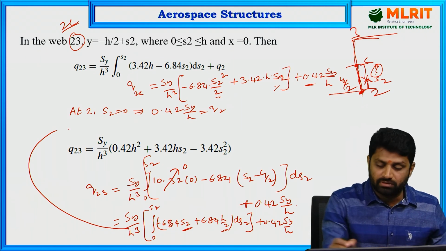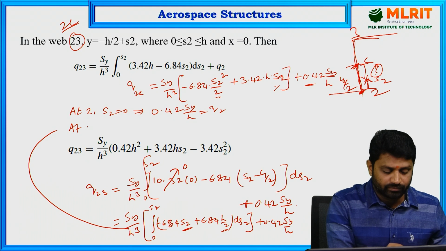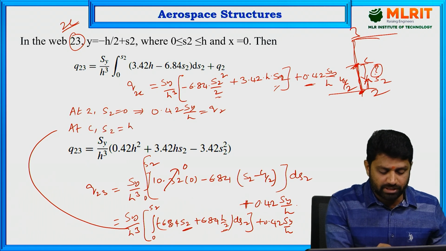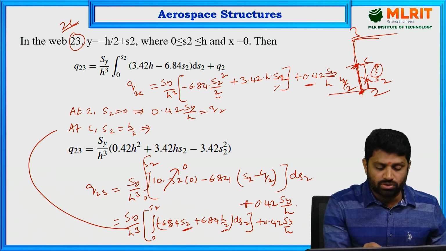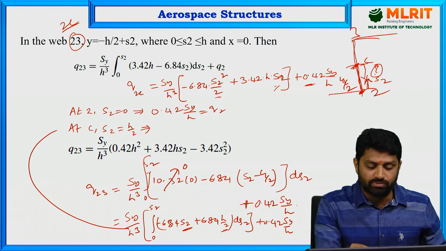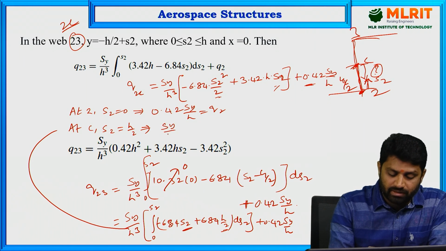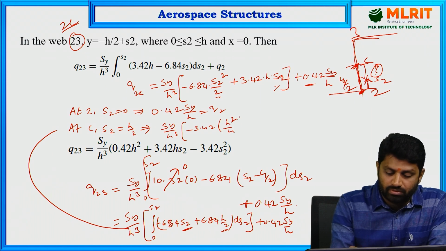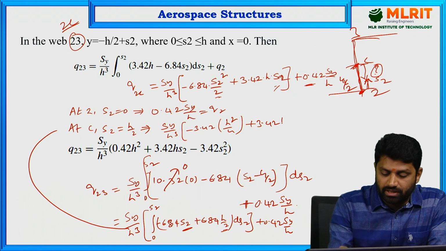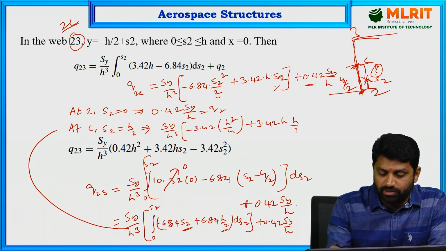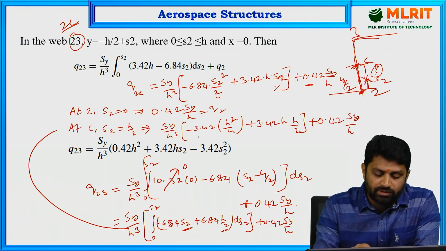Now if you want to calculate at C, you have to substitute s2 equals h by 2, because that is the distance h by 2. So when you try to substitute in place of s2, h by 2 whole square, here you are going to get Sy by h cube minus 3.42 into s2 square, that is h square by 4, plus 3.42 h into s2, which is nothing but again h by 2. Okay, plus 0.42 Sy by h. Okay, now this you need to calculate.